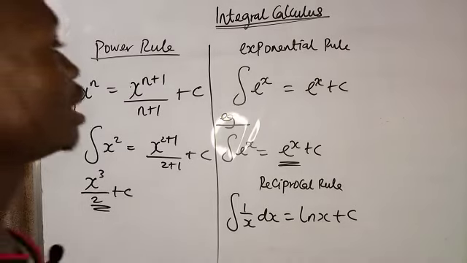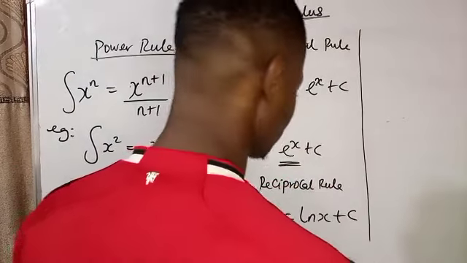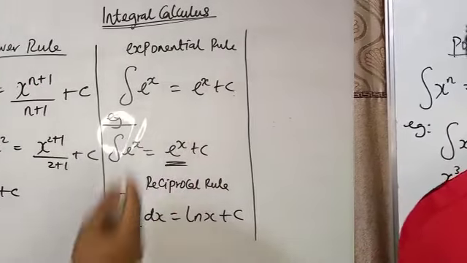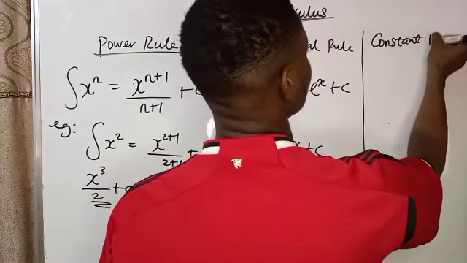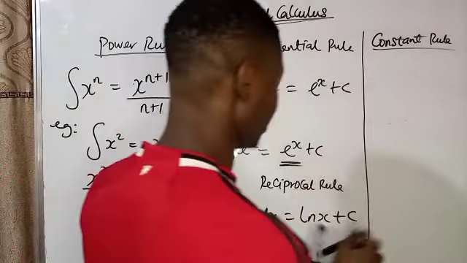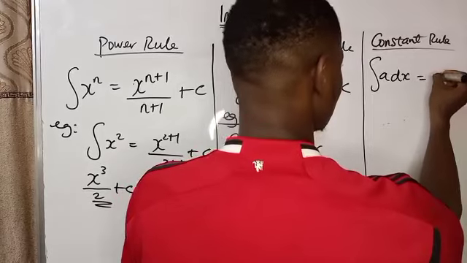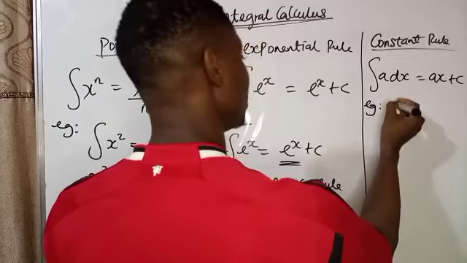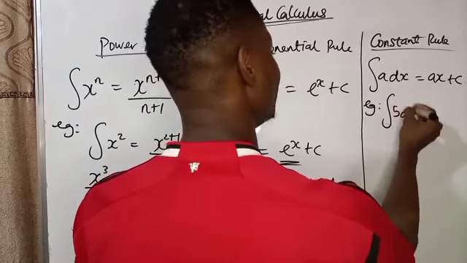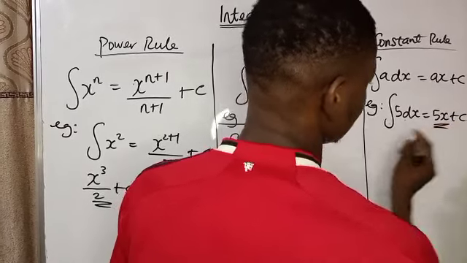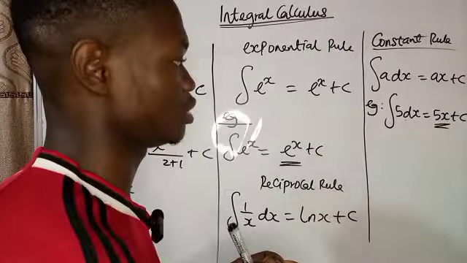Which other rule? Another rule is the constant rule. The constant rule is telling us that if you have the integral of a dx, that is equal to ax plus c. For example, the integral of 5 dx is equal to 5x plus c. That is what the constant rule is telling us.